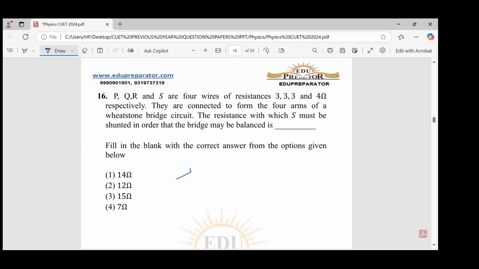Now, this is a typical question of the Wheatstone bridge. The question says you are having four resistances P, Q, R, and S. So these are 3 ohm, 3 ohm, 3 ohm, but this is 4 ohm resistance. He says now you have to shunt this resistance. Shunt means you have to connect a resistance in parallel so that it is a balanced bridge. So we know for a balanced bridge, three resistances are 3 ohm. That means with the 4 ohm, how much resistance should we add so that it is in parallel.